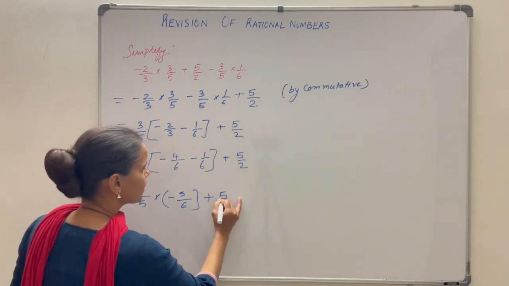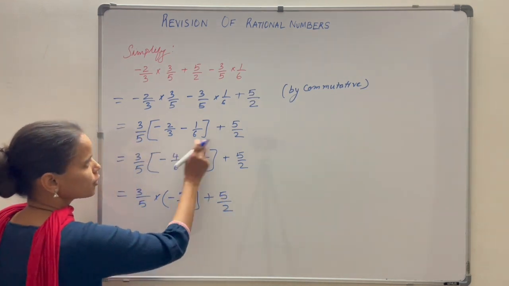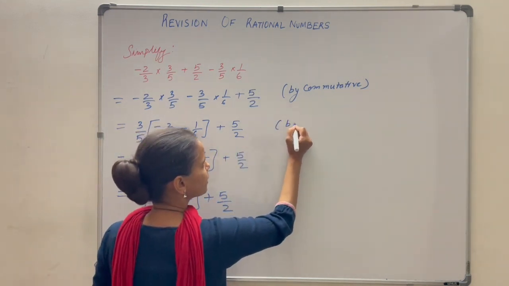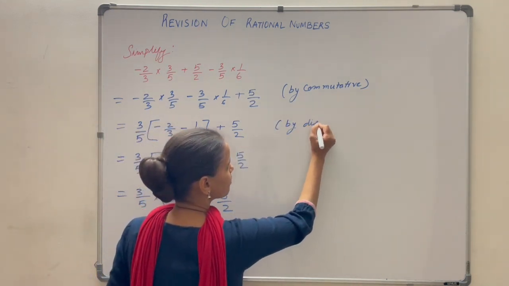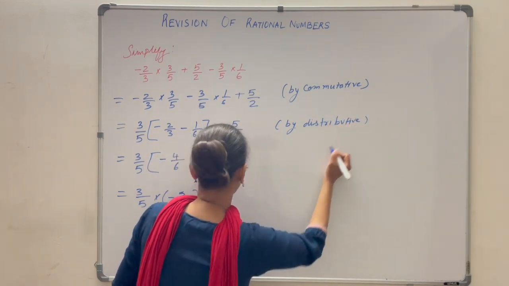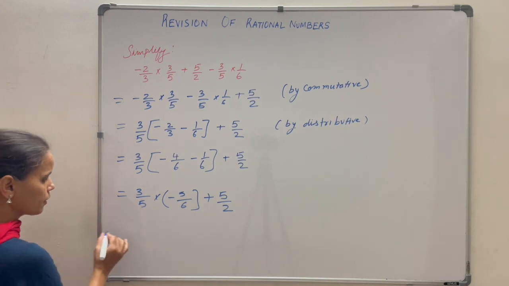plus 5 by 2. So here which property we have used? Here we have used distributive property. So let us write down by distributive property. Okay. So let us continue solving this.